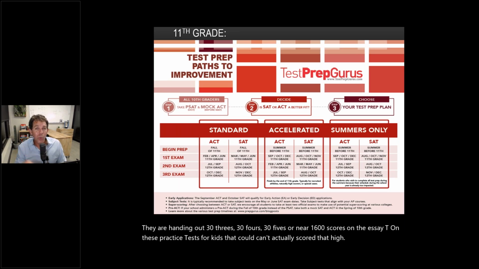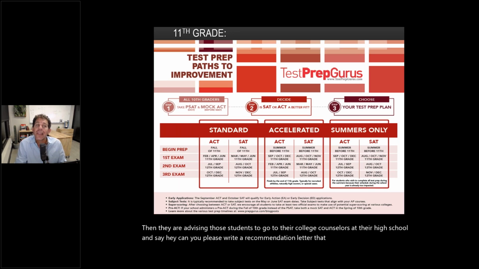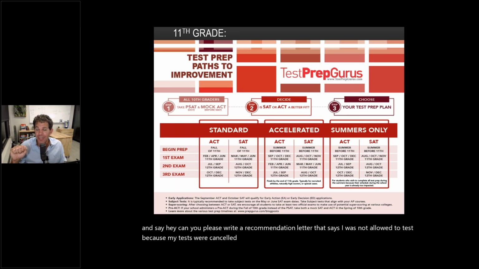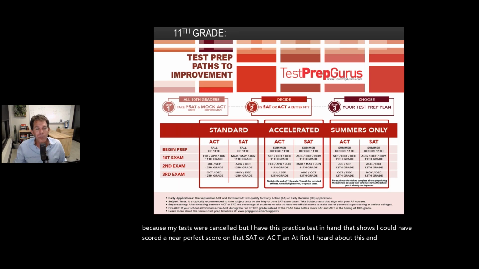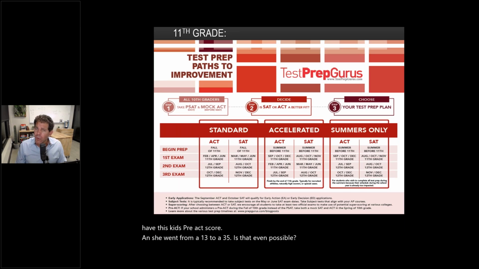Then they are advising those students to go to their college counselors at their high school and say, hey, can you please write a recommendation letter that says I was not allowed to test because my tests were canceled, but I have this practice test in hand that shows I could have scored a near perfect score on that SAT or ACT. And at first I heard about this and I thought, it was a high school counselor called me and said, hey, does this sound realistic to you? Because I have this kid's pre-ACT score and she went from a 13 to a 35. Is that even possible? It sounded fishy.